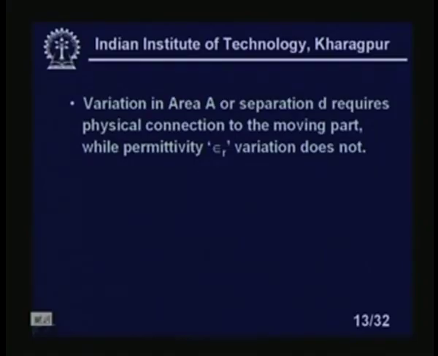Welcome back to the classroom. Now you see that we have seen some sensors already in the laboratory. You must have observed that the variation in area A or separation d requires physical connection to the moving part, while permittivity epsilon r variation does not. Even though I am showing two plates in the diagrams and making the separation, the physical implementation is not that easy. It's quite difficult to make sure the two plates remain exactly parallel to each other while you are making the separation.